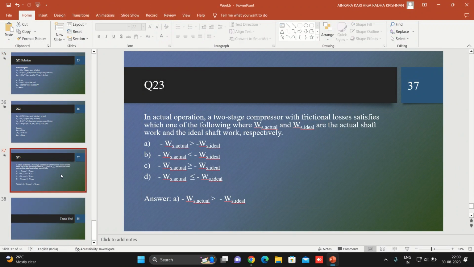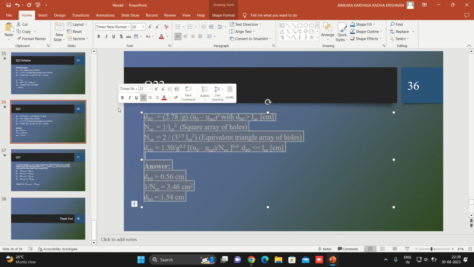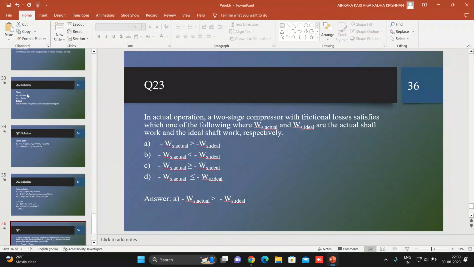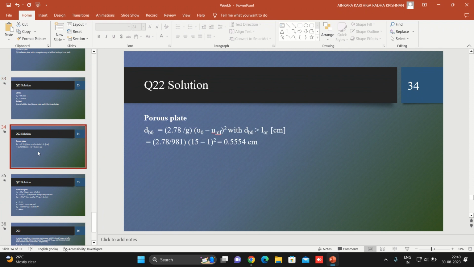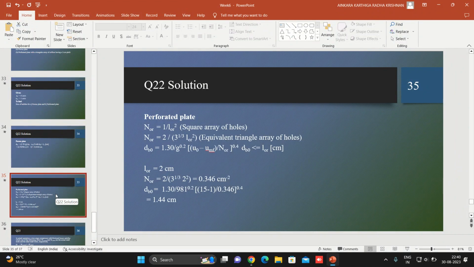So this is a straightforward problem wherein it was asked to find the bubble size that would arise out of a porous plate and the perforated plate. So the porous plate formula is given as this, and for perforated plate the formula is given like this, and on substituting everything we would get the desired results.